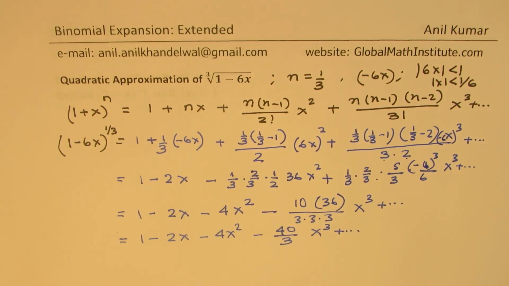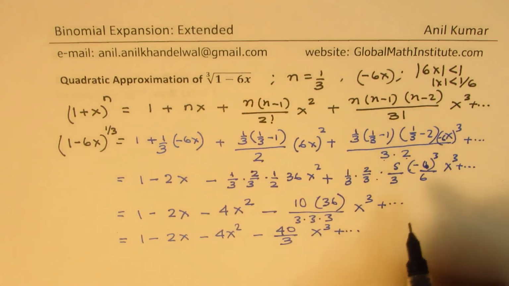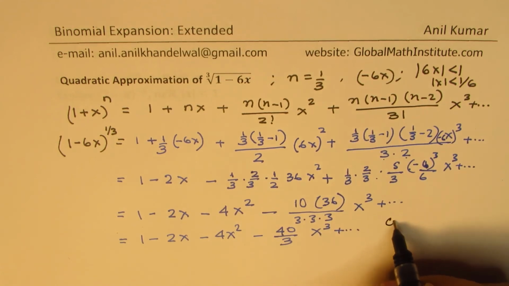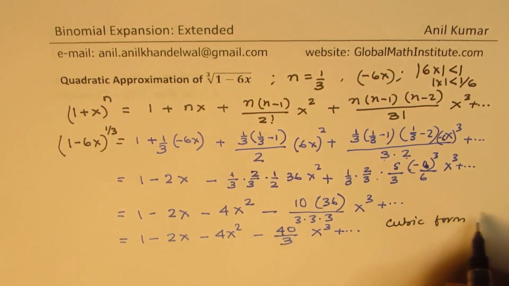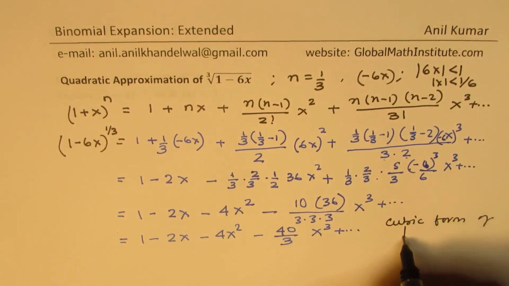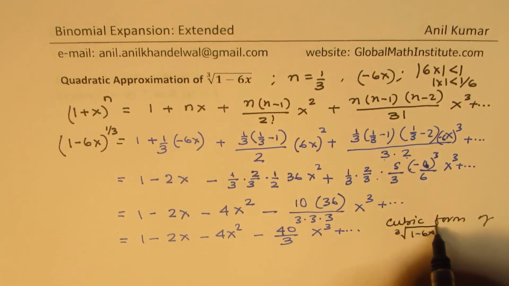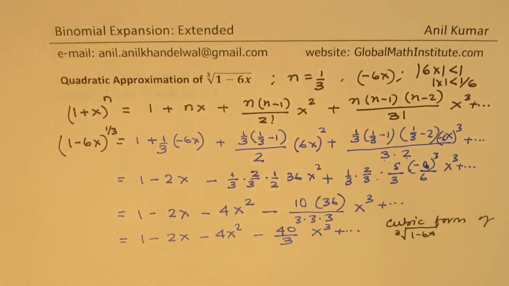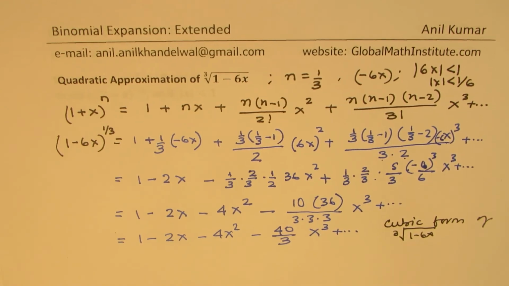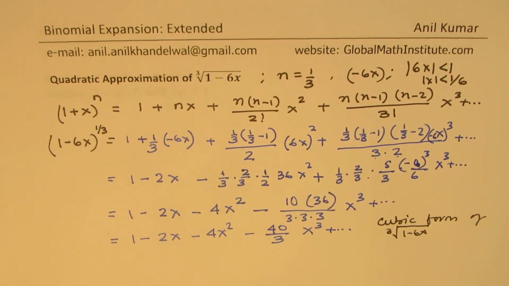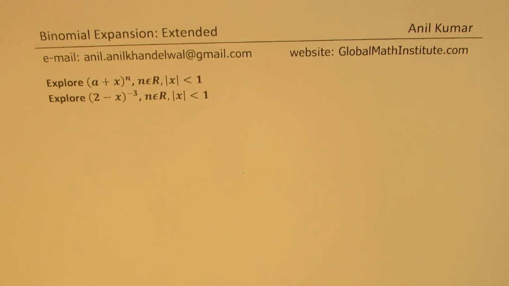So here we have a question, and that is to write in cubic form. So that is your cubic form of cube root of 1 minus 6x. Do you see that part? So that could be asked as a cubic form of cube root of 1 minus 6x. Let's take another question based on this.